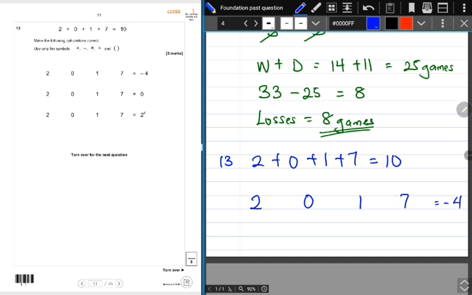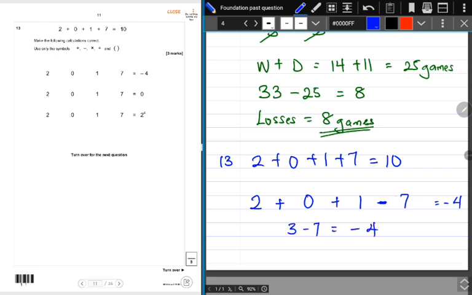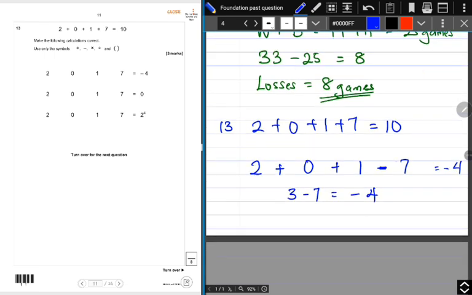Now we need minus 4. So if we need minus 4, definitely minus will be in front of 7 because 7 is greater. So minus will be in front of 7. This is going to be plus and plus. So 2 plus 0 is 2, 2 plus 1 is 3, 3 minus 7 is going to give us minus 4. So that's for the first one. So we're adding plus, plus, and minus.